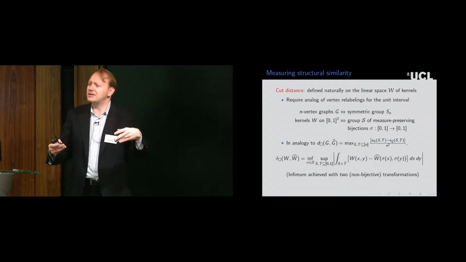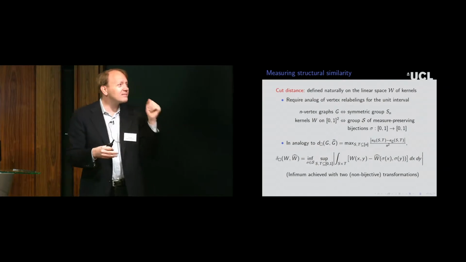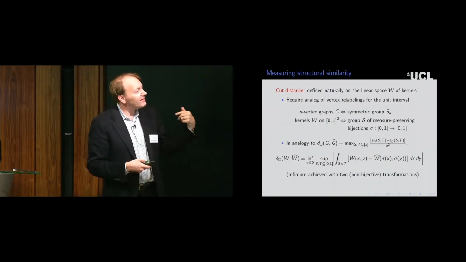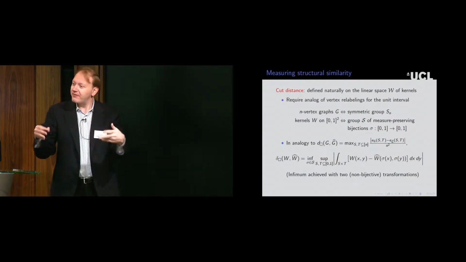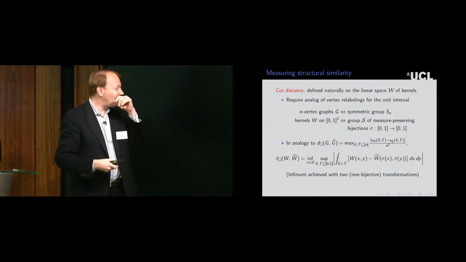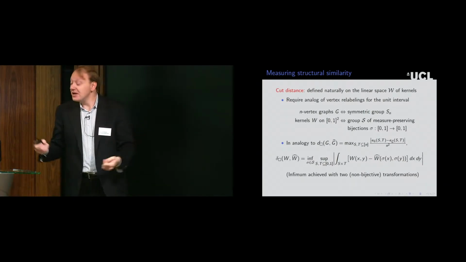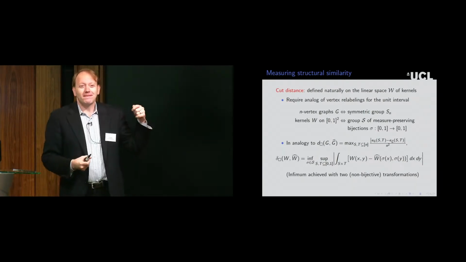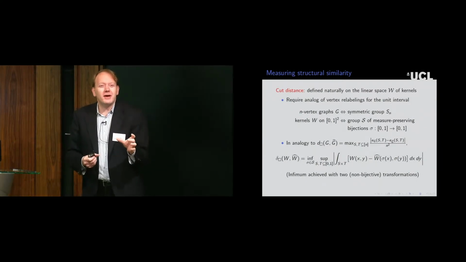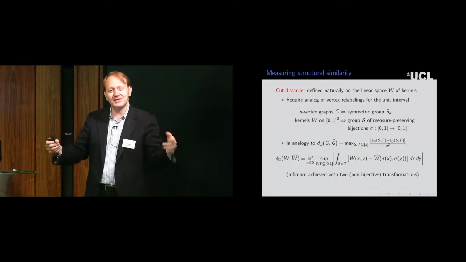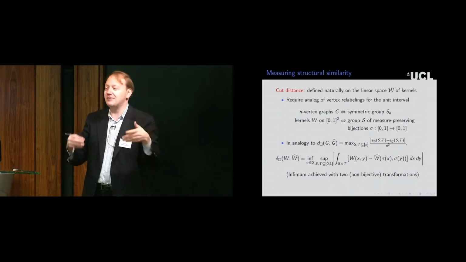If it were a matrix, you would relabel the rows and columns, but what are you supposed to do with a function? So instead of the symmetric group, which is the group of permutations of n objects, we have the group of measure preserving transformations. So intuitively, the way to think about this is you chop up the unit interval into infinitesimals, and then you freely rearrange the infinitesimals at will.